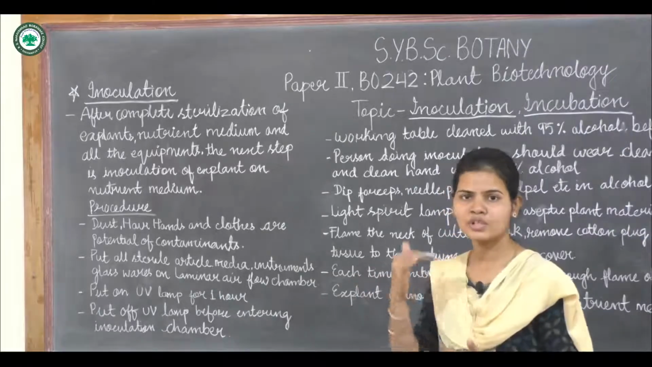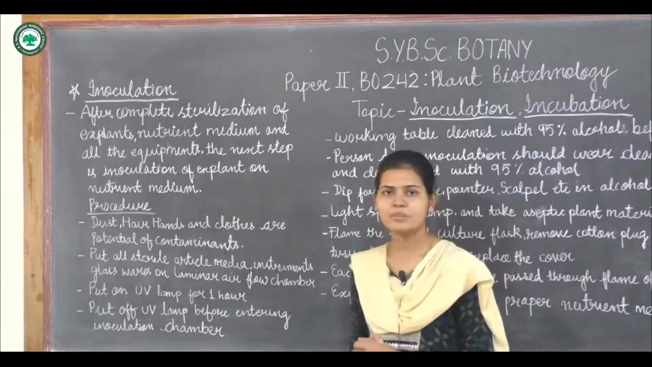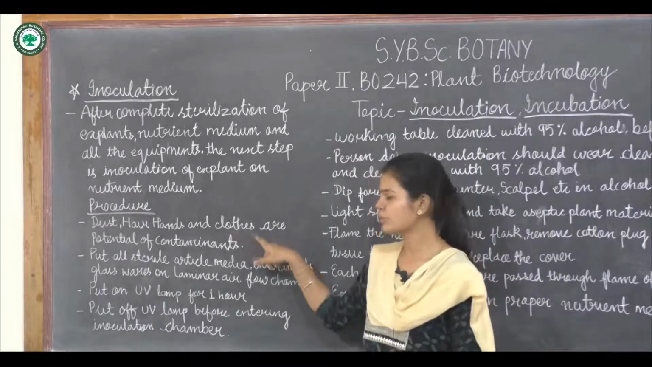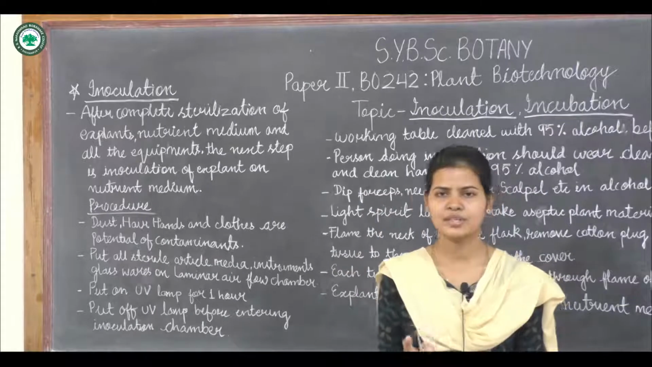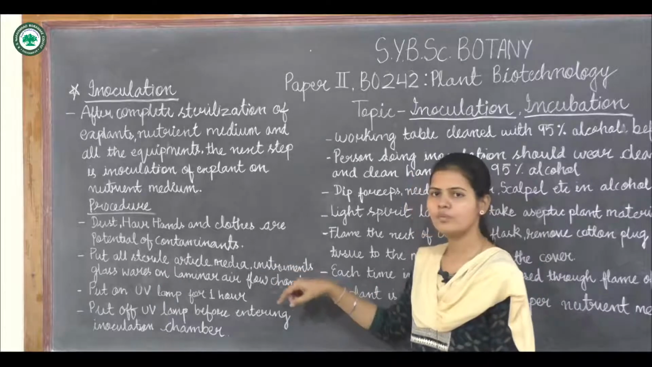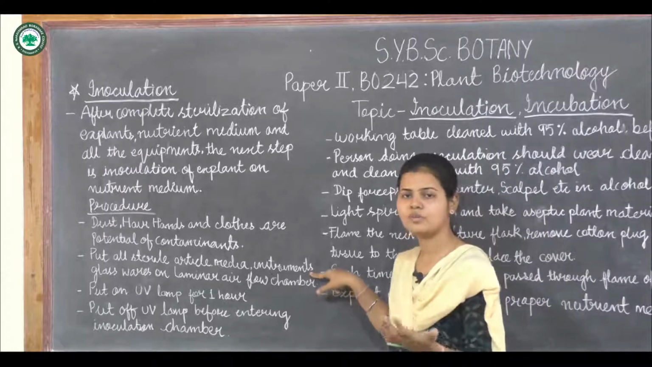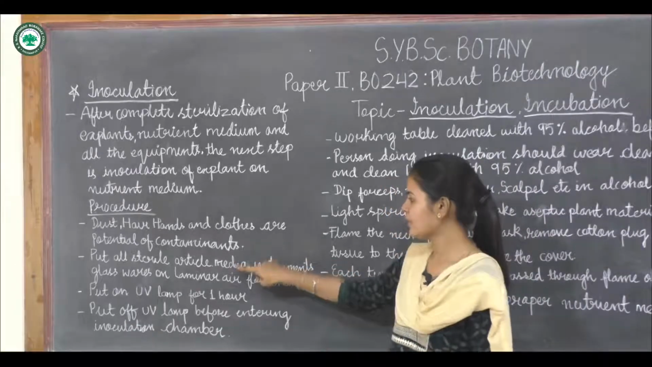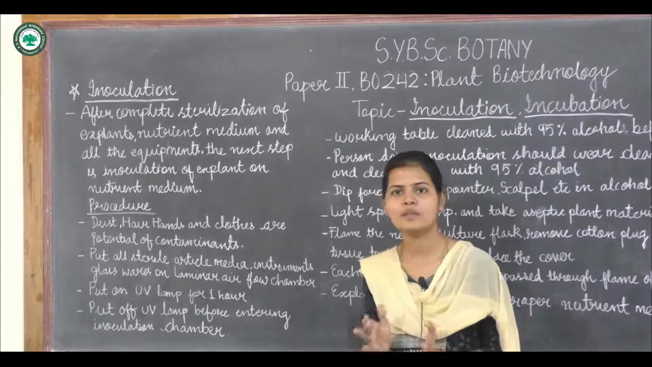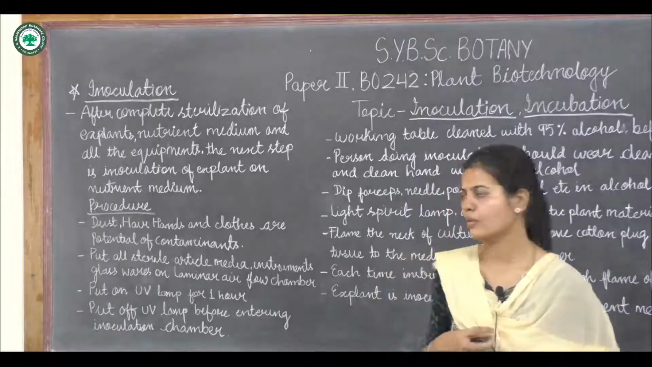While doing this, what steps should we keep in mind for the process? The main causes of contamination may be dust, hair, hands or clothes. These are the potential contaminants during plant tissue culture, or we can say during the inoculation process. So put all the sterile articles that we sterilized in the last step, instruments like glassware, into a laminar airflow chamber.